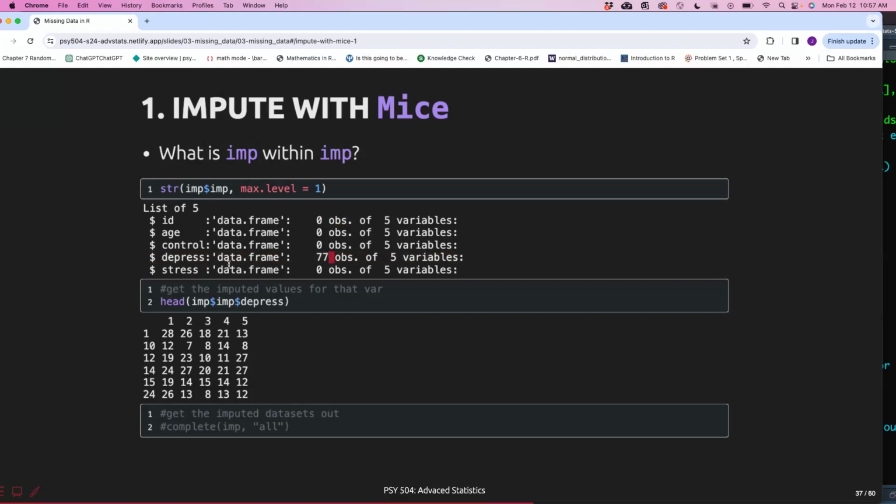So if we look at the depress object, imp within imp for the depression variable, we see we have 5 columns here. These are the values that were imputed into the data set, right? 28, 12, 19 for the first imputation, 26, 7, 23 for the second, and so forth and so on.